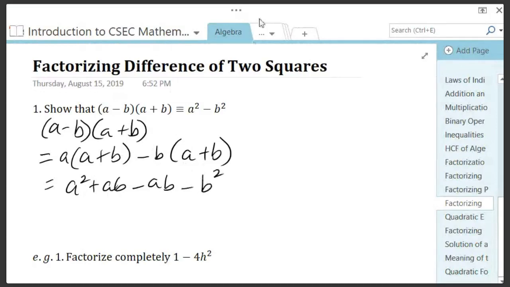Now notice very carefully here, these subtract each other, so you just eliminate them. So what you remain with here is a squared minus b squared. So a squared minus b squared is the same as a minus b by a plus b. Tell me if you all get that.